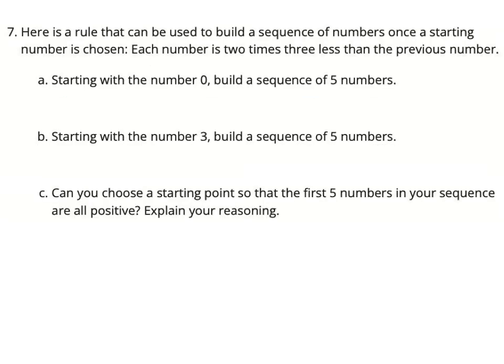Here is a rule that can be used to build a sequence of numbers once a starting number is chosen. Each number is 2 times 3 less than the previous. All right, this is tricky. 3 less than the previous number, we said before, is n minus 3, but the 2 times means the whole thing times 2.